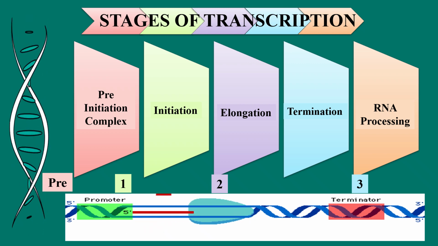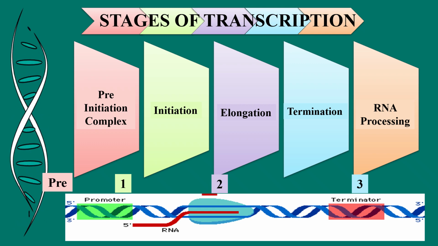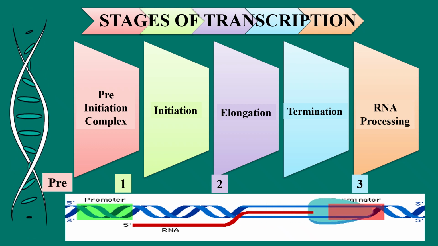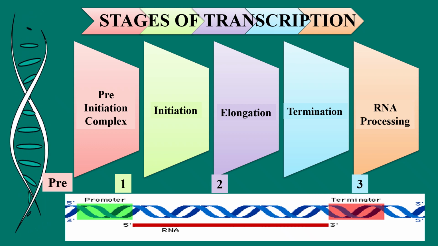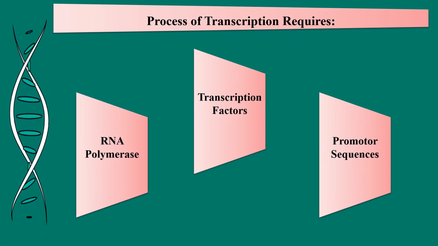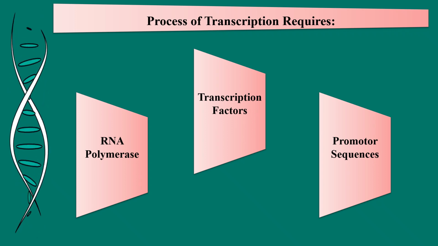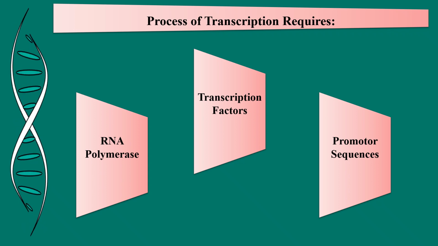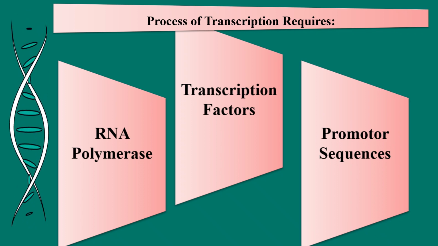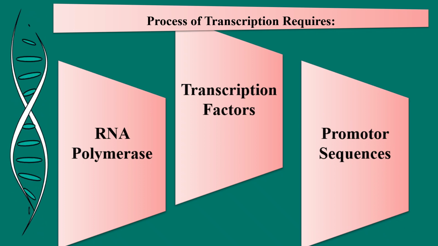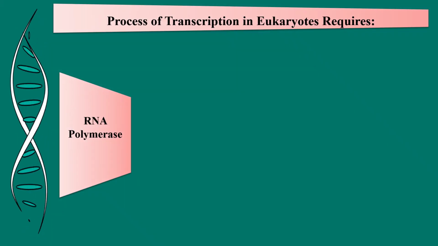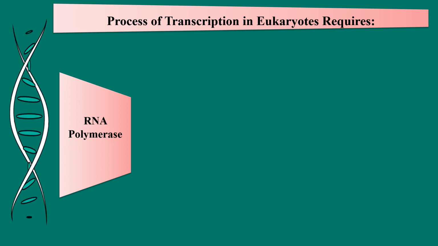But before going into detail on these stages, let's learn about some additional things that are required for the transcription process. What are these additional molecules that you must know about? The process of transcription in eukaryotes requires three main things: RNA polymerase, transcription factors, and promoter sequences. Let's see one by one what these are. RNA polymerase is an enzyme that catalyzes the synthesis of messenger RNA.